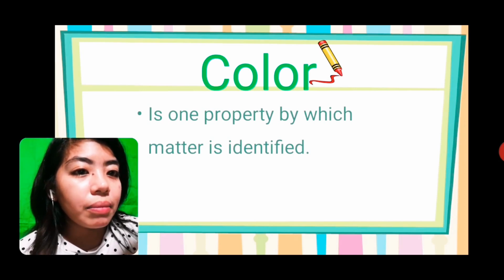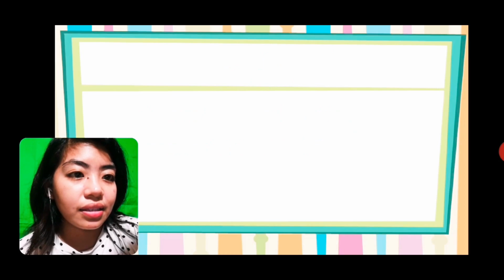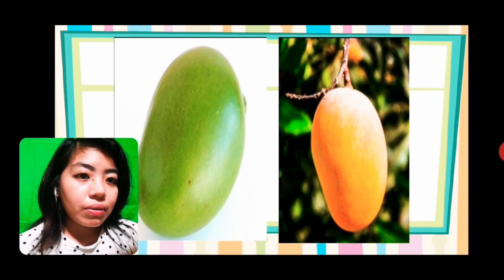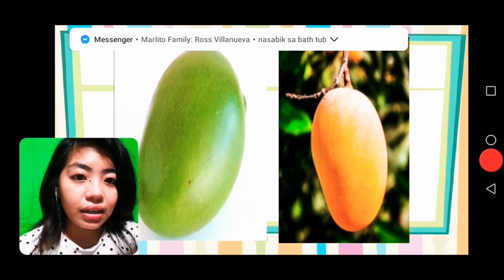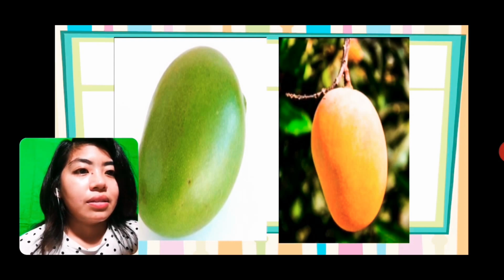Color. One property by which matter is identified. Through colors, we know, for example with mangoes, that the mango is still unripe when it is green. When it is yellow, of course, it is ripe. Because of the presence of color, we can immediately identify the probable taste of our fruits. There is a probability that it is still sour when it is unripe and green, unlike the yellow one.